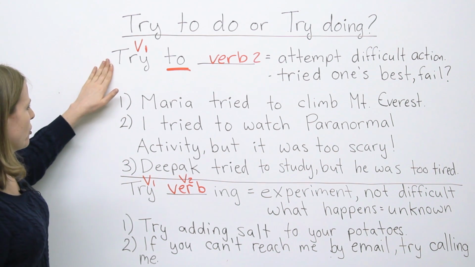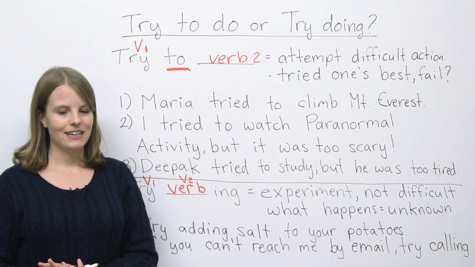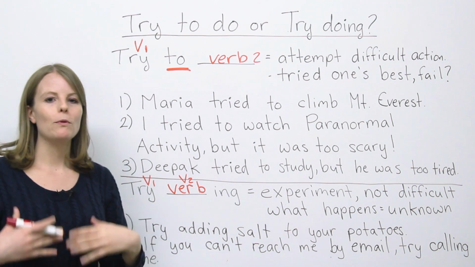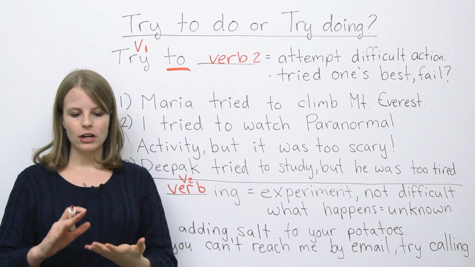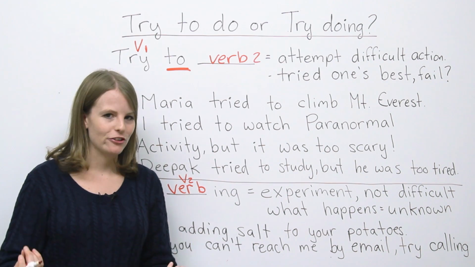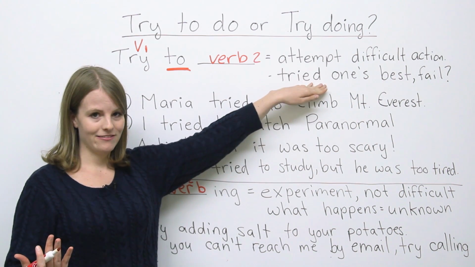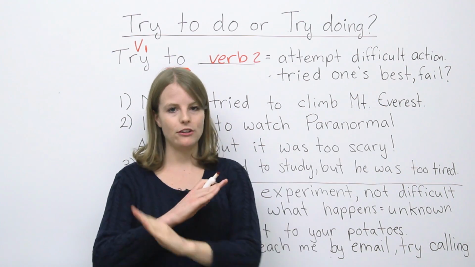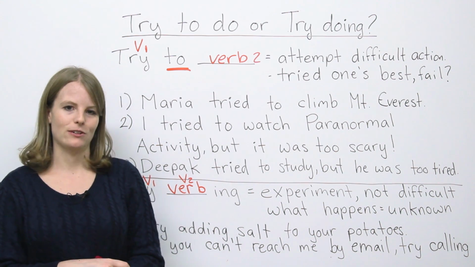Well, let's get started with try to. Okay, so when we try to do something, it means we make a very big effort. We attempt to do something that's very difficult. So we're not doing something that's easy. We're doing something that's hard. We're trying to do it. And oftentimes, even though we try our best, we often fail. Meaning we don't do what we want to do. We try hard, but we don't do it.